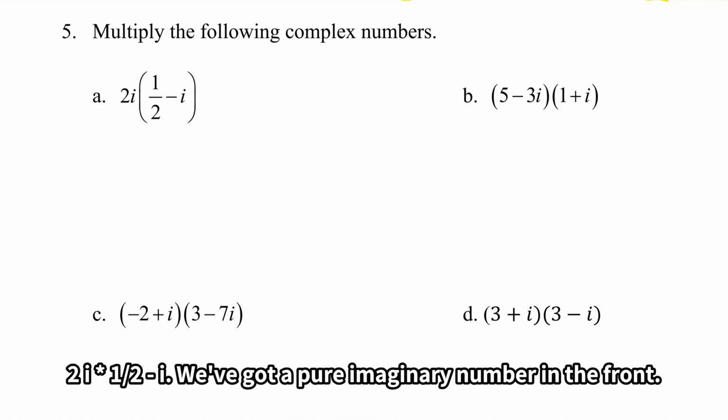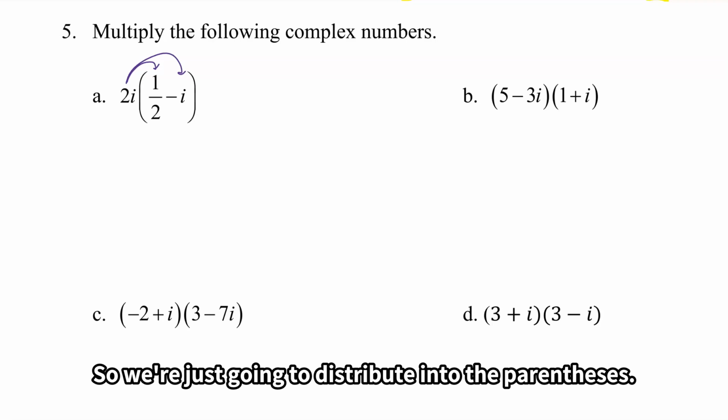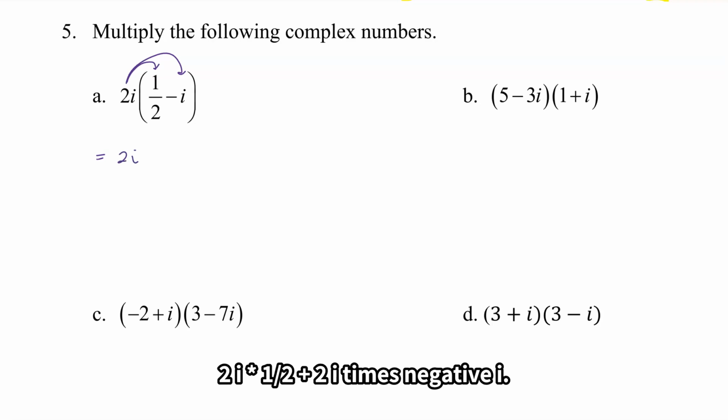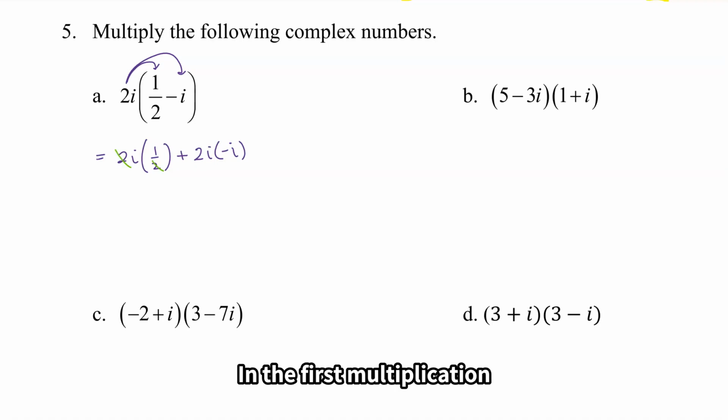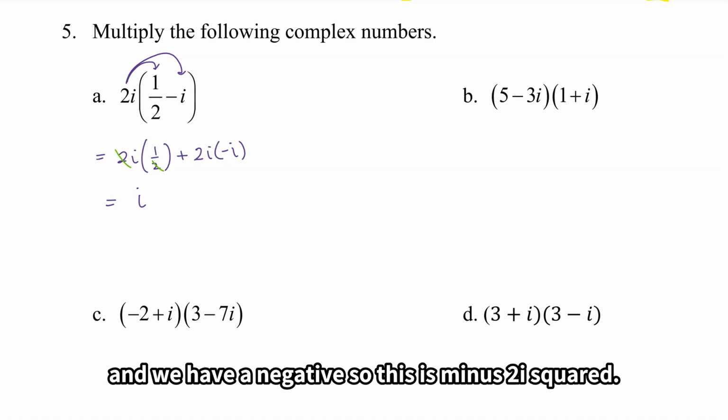In the first problem, 2i times 1/2 minus i. We've got a pure imaginary number in the front, so we're just going to distribute into the parentheses. 2i times 1/2 plus 2i times -i. In the first multiplication, the 2's cancel, and we're left with i. In the second, i times i is i squared, and we have a negative, so this is minus 2i squared.